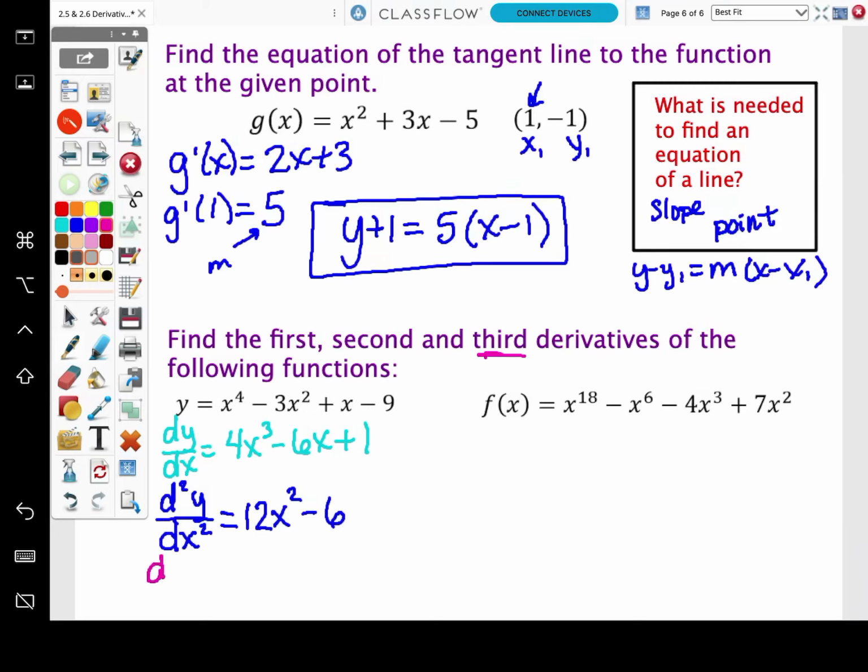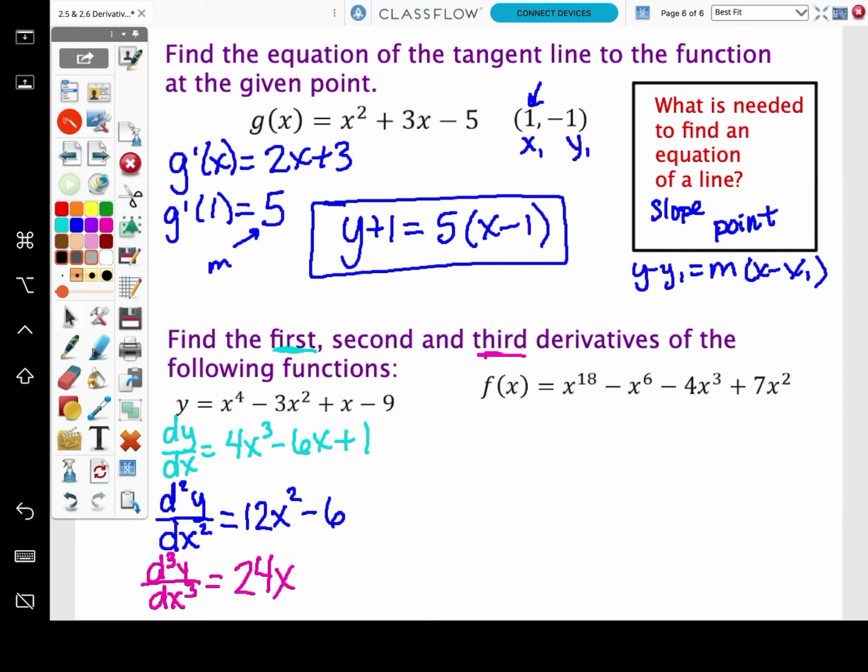And then, what do you think for the third derivative there? We're going to have d3y over dx cubed. You just read that as third derivative. You don't read it like I just did. And we differentiate 12x squared minus 6. So we would have 24x. Super fast, super fun. So let's talk about first derivative of our function f over here.